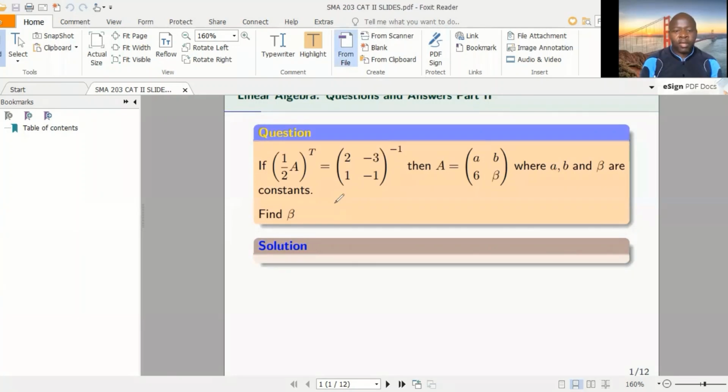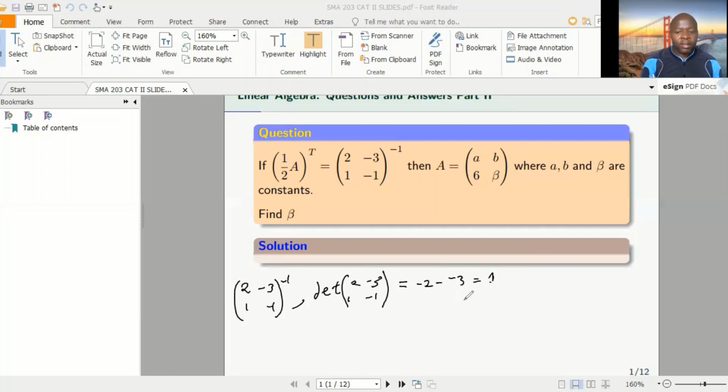Let's just do that. We'll begin with the right hand side to get the inverse of 2, -3, 1, -1. So begin by finding the inverse of this. In order to get the inverse, the first thing you need is the determinant of this matrix. So the determinant of 2, -3, 1, -1. How do we get the determinant? We multiply this diagonal, get -2, and then minus the product of this diagonal, which is -3. So this gives you +1 as the determinant.